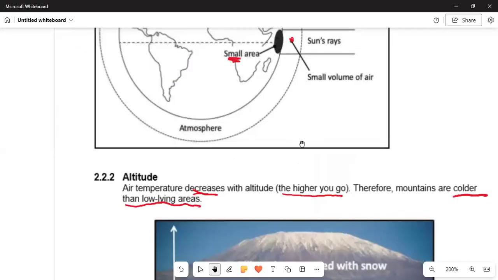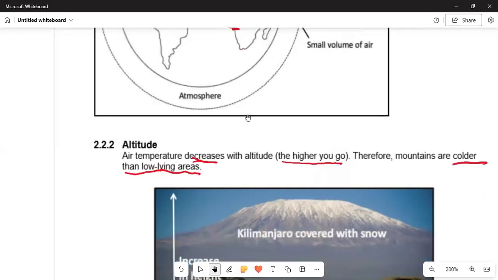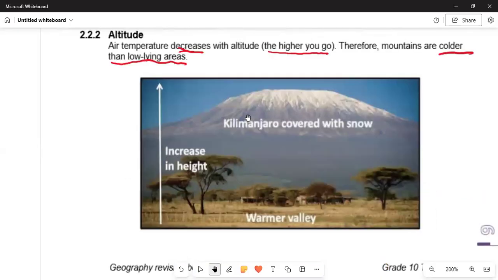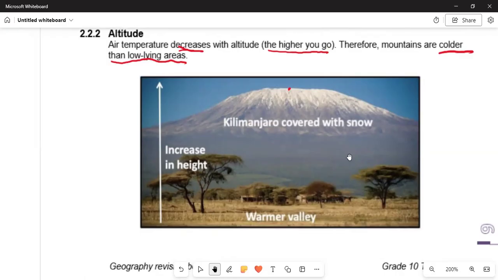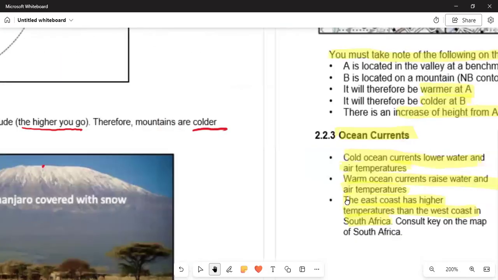What else has an effect in terms of the temperature? We have said now altitude, and we are saying that altitude is the air temperature. It decreases with altitude. The higher you go, the colder it becomes. It is proven by this. So you can see that Kilimanjaro, one of the highest mountains, because of the increase in height is taking place. But what are we saying down here? It is very warm in the valleys, because of the temperature. It is very, very hot.